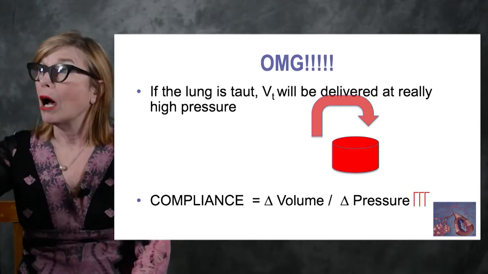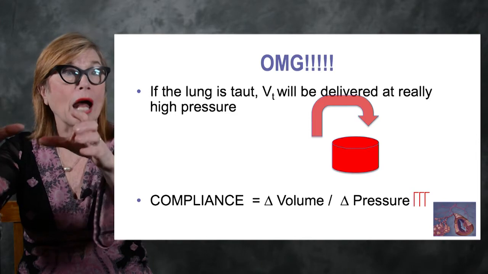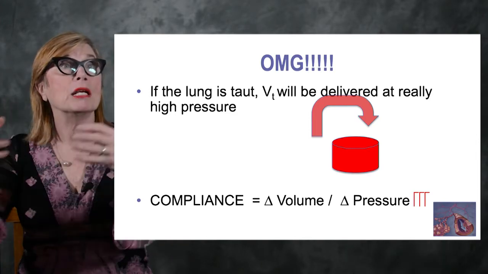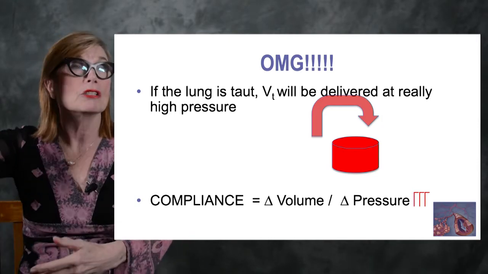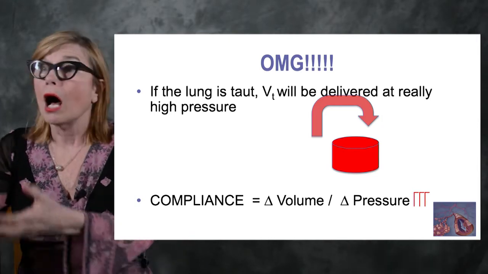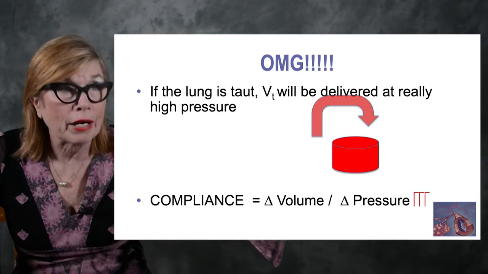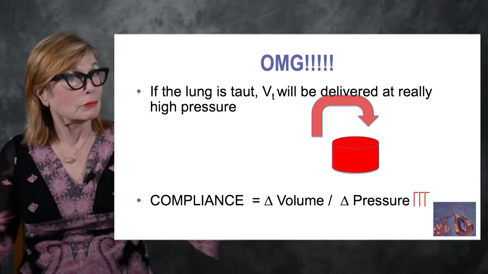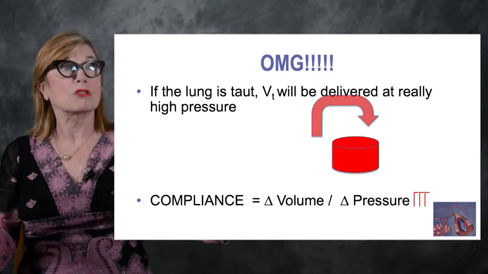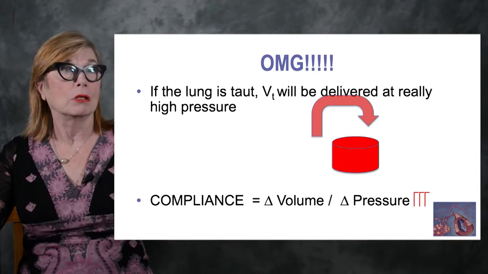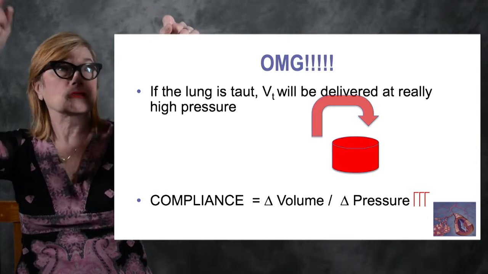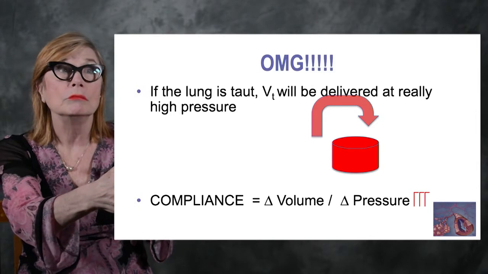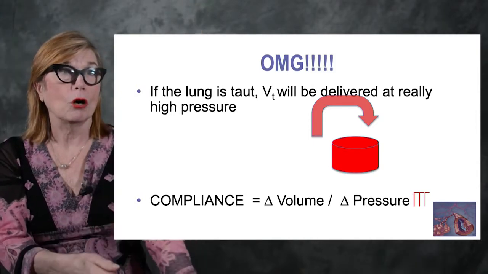That is, a given volume into a compliant lung yields a low pressure. A given volume into a non-compliant lung yields a high pressure. A given volume into a very compliant lung yields a very low pressure. So it's the same thing as we talk about with arterial blood pressure. Arteries constricted, pressure's higher. Arteries dilated, pressure's lower. Same volume, high pressure, low pressure.